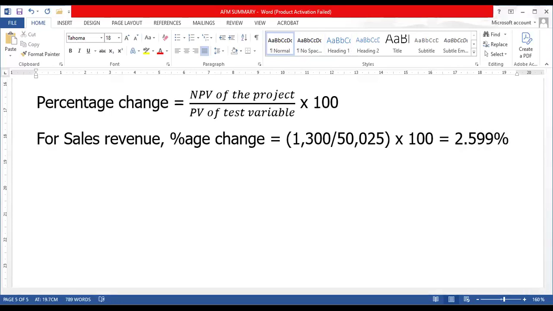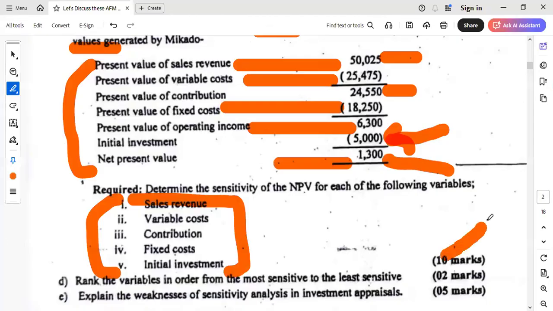Okay, so what does this one mean? Because here it's not just a matter of calculating. You will not get these marks. If you see 10 marks, don't think that they can just give you these 10 marks like that. You need to comment. How is it sensitive?